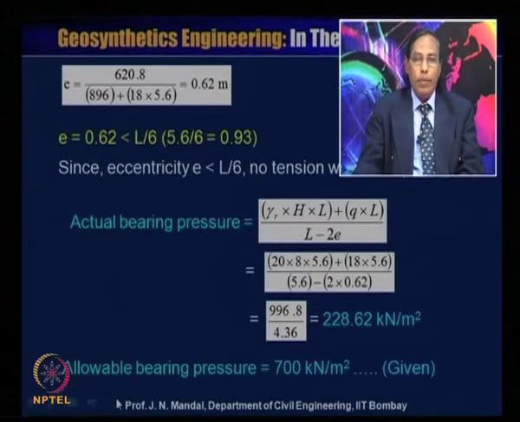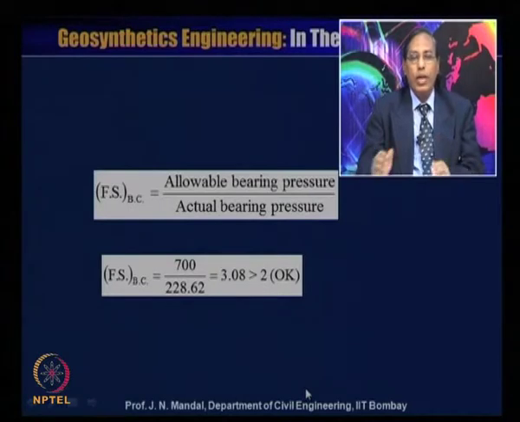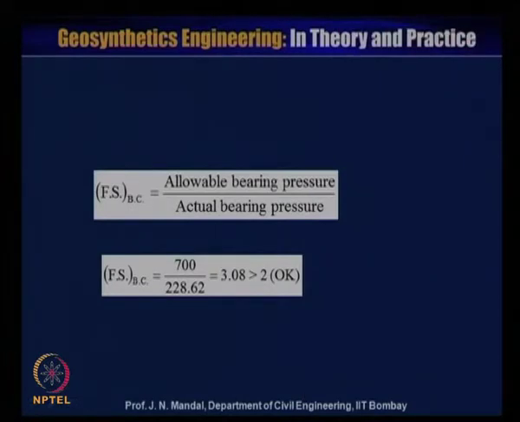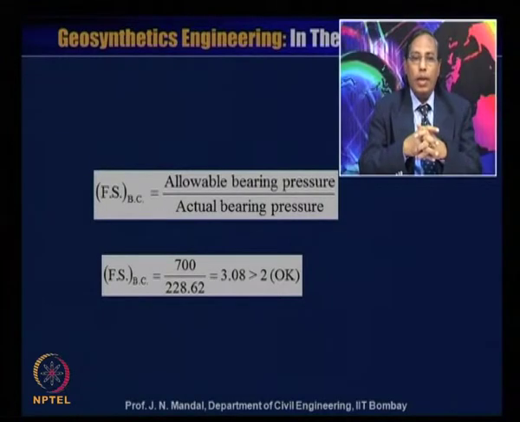But in the problem, it is given that the allowable bearing pressure is 700 kilonewton per meter square. So, you can check the factor of safety against bearing capacity, that is allowable bearing pressure by actual bearing pressure. That is, factor of safety against bearing capacity is 700 divided by 228.62, that is 3.08, and this is greater than 2, means it is okay.